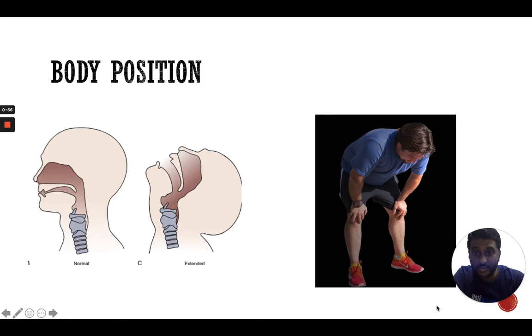Sometimes body position also gives us a clue about the patient's airway and breathing status. When you see a patient looking up, neck extended and breathing heavily, they might have issues with their airway, upper and lower airway. You can see this gentleman using his neck accessory muscles to breathe. This tells you that he is in respiratory distress.